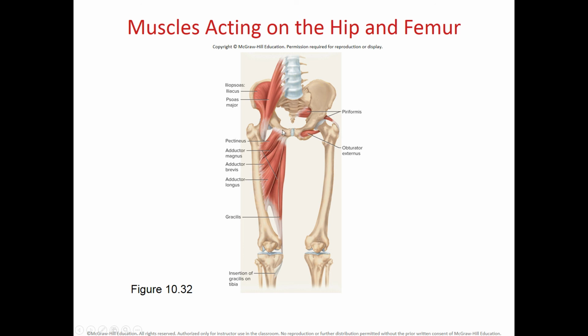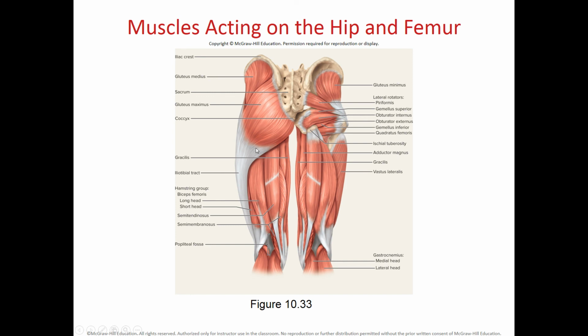And then here we have the adductors. So we have one muscle called pectineus that runs here between the pubic bone and the upper part of the shaft of the femur. And then we have here the adductor magnus, adductor brevis, and adductor longus. So all of these adduct or bring medially our femur, together with this long muscle that is called the gracilis. And then the gracilis inserts here into the medial condyle of the tibia.